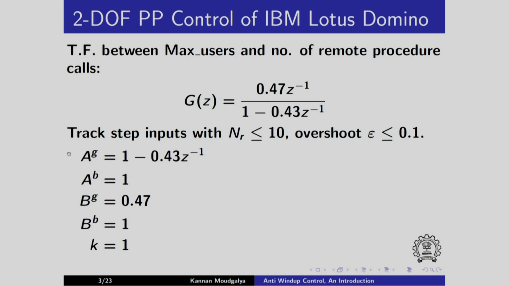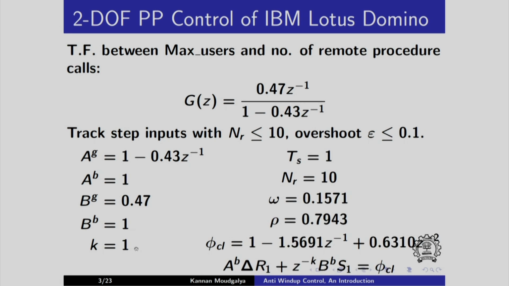It is easy to see the good and bad parts of the denominator. B G is 0.47, K is 1, and it has 1 unit delay. It is naturally a discrete time system, so Ts is taken as 1, Nr is 10. For this Nr and this overshoot, we get this omega and rho.